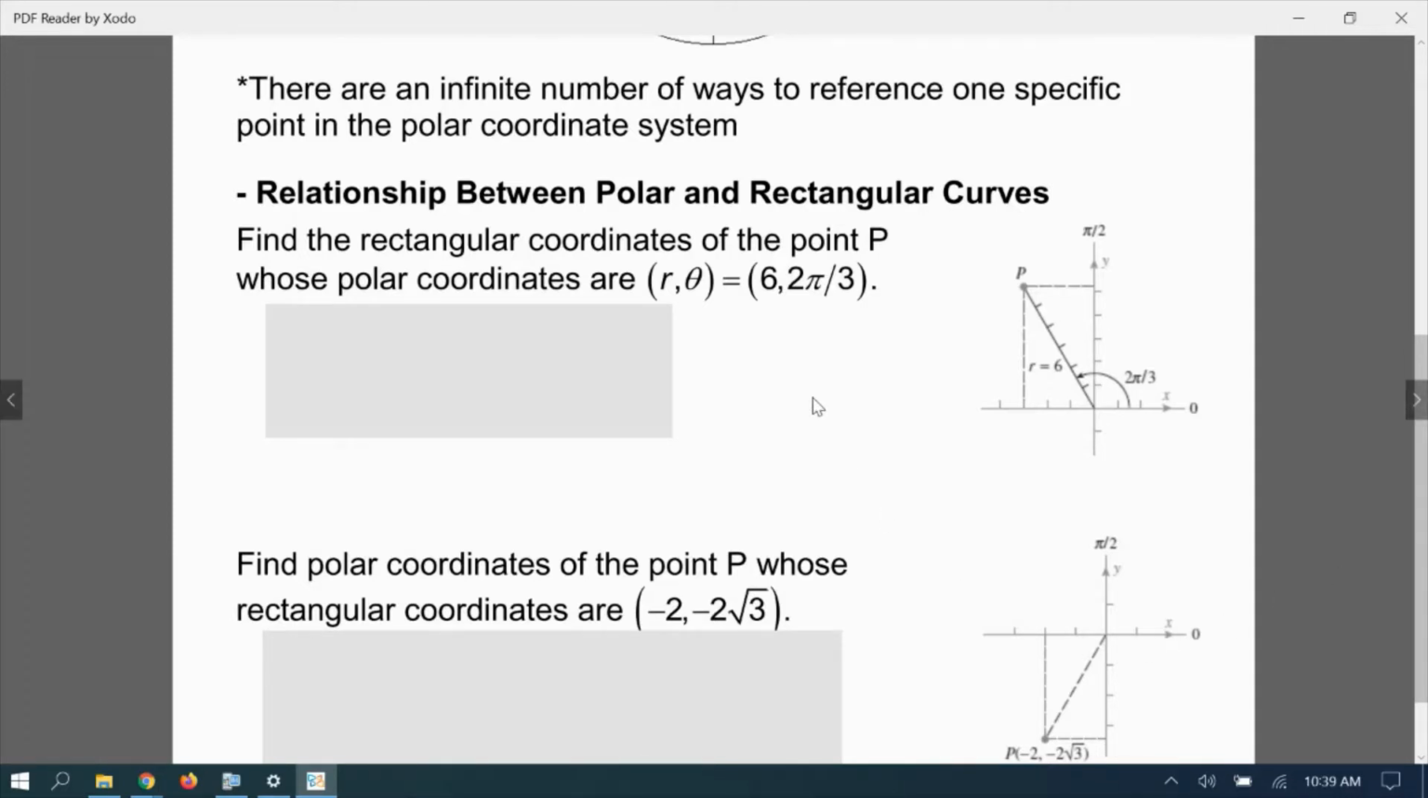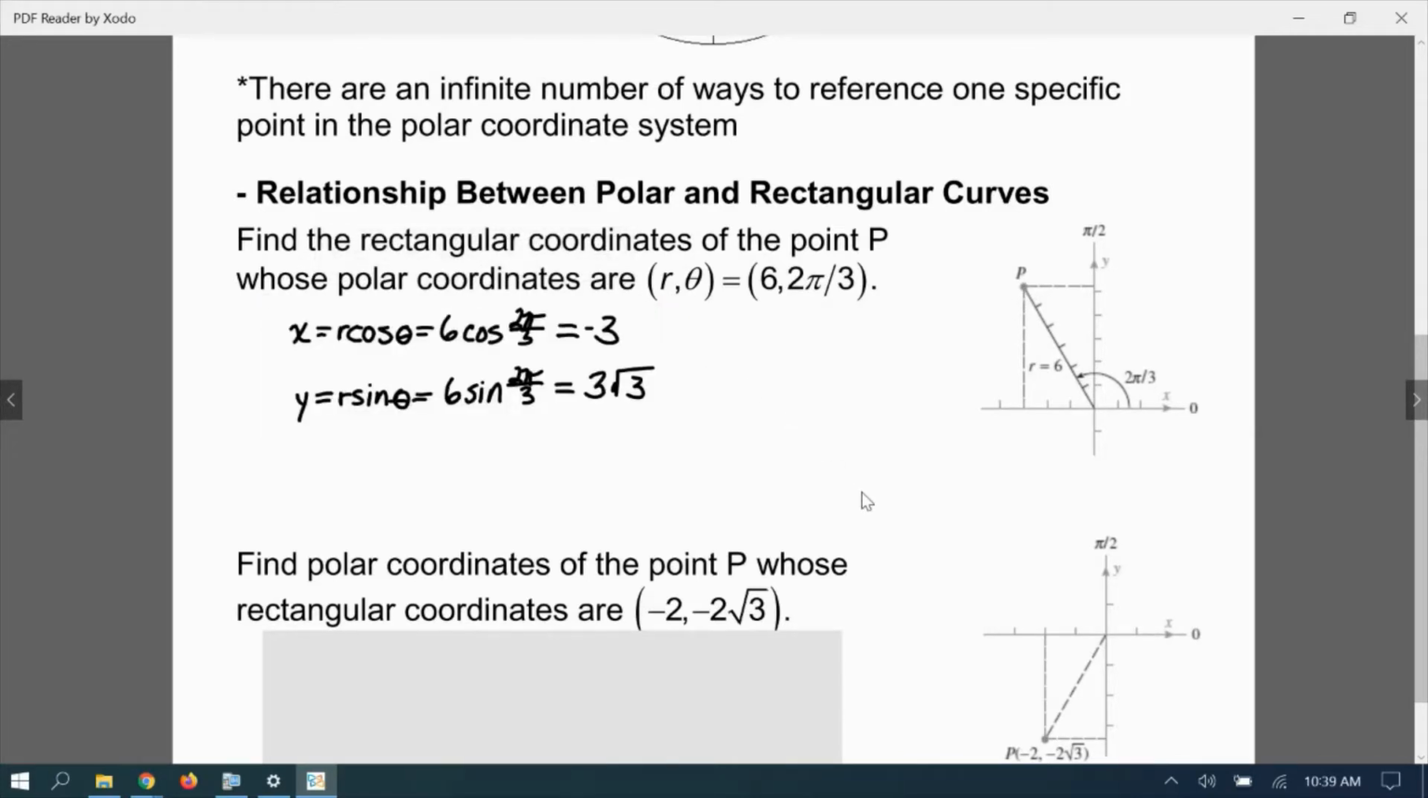Okay, so for this first one, find the rectangular coordinates of this point. They gave you the polar coordinate point (6, 2 pi over 3). You can see on the graph that we've got this point P already plotted. You can see how the theta is measured and how the r value is measured out away from that pole. Here is the result that I got. x is r cosine theta. It's just a matter of knowing your unit circle values and knowing how to relate the x to the polar coordinates. And then y is r sine theta, and we get 3 root 3.